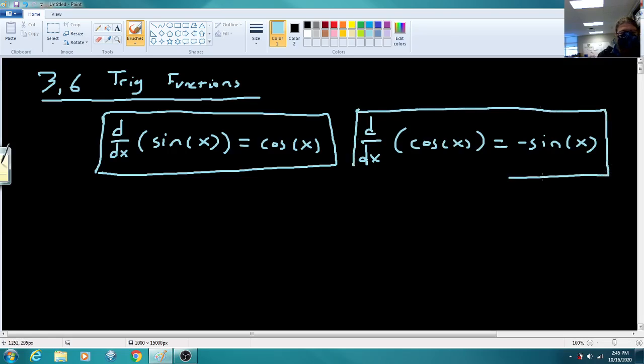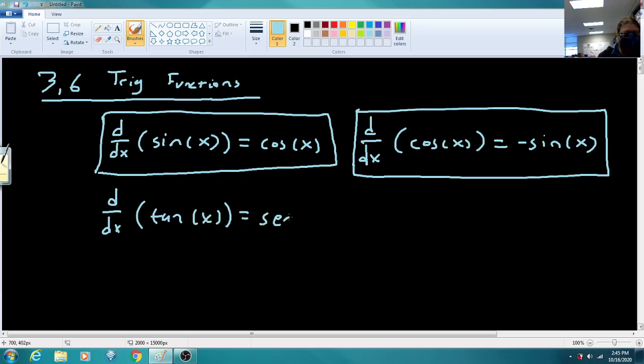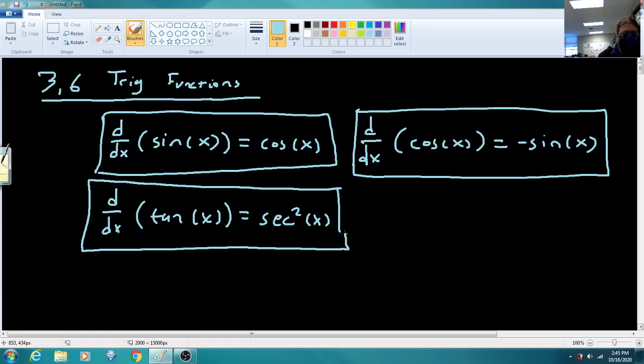So for the rest of these, they kind of are related. If you look at the derivatives, we have d/dx of tangent of x is secant squared x. And then if you look at the derivative of cotangent, that will equal negative cosecant squared of x.